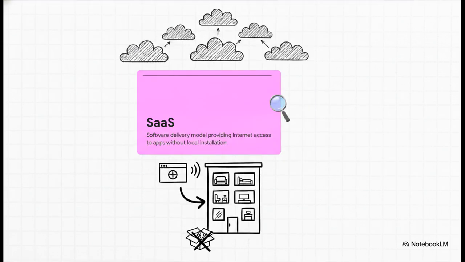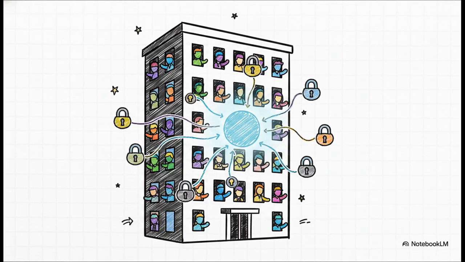And finally, at the top, we reach Software as a Service, or SaaS. SaaS is essentially like moving into a fully furnished, meticulously maintained apartment. You don't have to build or manage a thing. You just log in through a web browser and start using the software. Zero local installation required. For a 6-mark SaaS question, the absolute magic keyword is multi-tenancy.